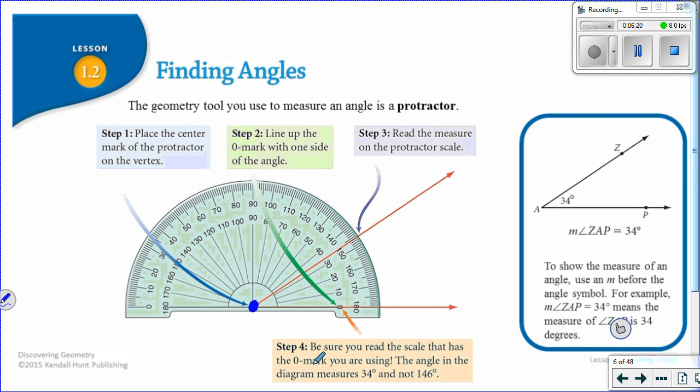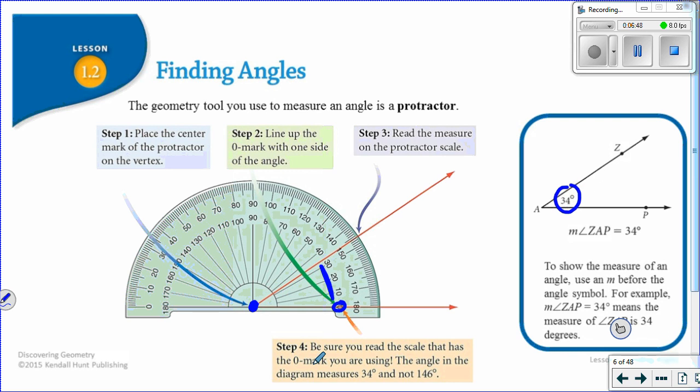Notice that this red line, or one of the rays, is on 0. 0 is that inside track. One of the rays is on 0. So when I'm measuring that, I'm looking at this inside track, and that inside track looks to me like it's somewhere between 30 and 40. So we might estimate that at about, in our case here, about 34 degrees.